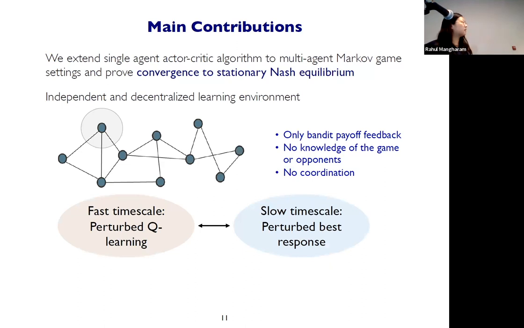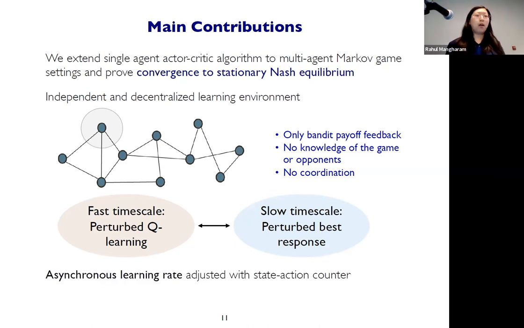The simple idea is that you use a fast time scale to run the perturbed Q-learning, and then you have a slow time scale which captures the perturbed best response, that agents simply want to improve their strategy for one stage in a strategic manner. So we allow for asynchronous learning rates, which means agents do not coordinate on how fast they learn.